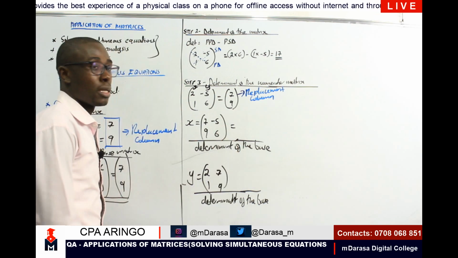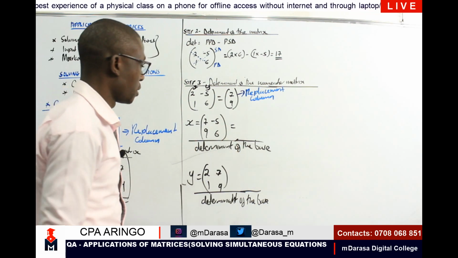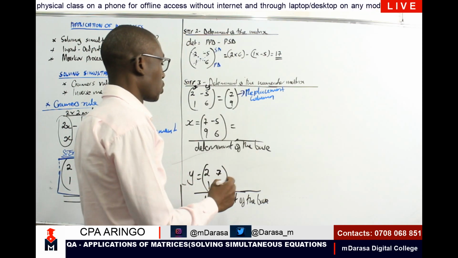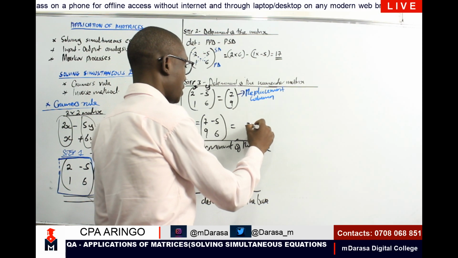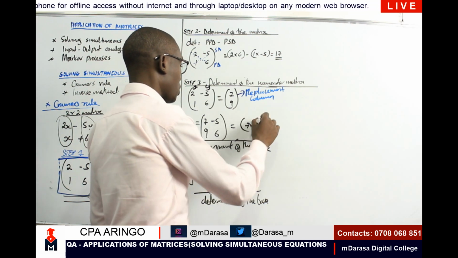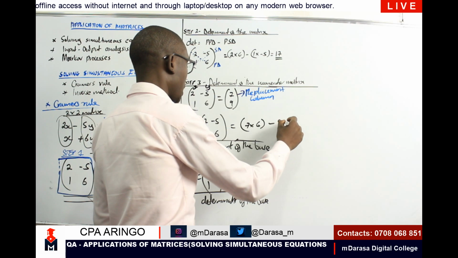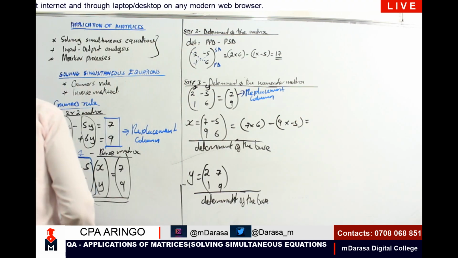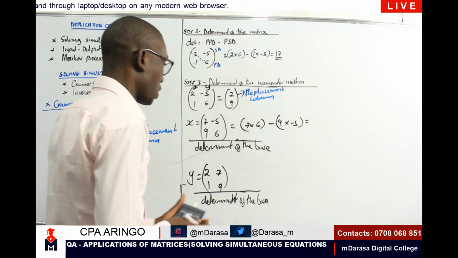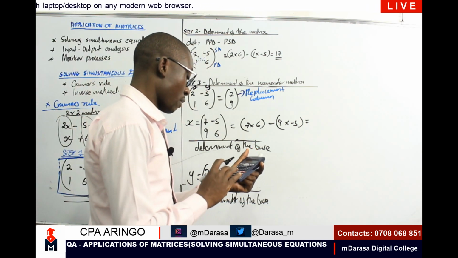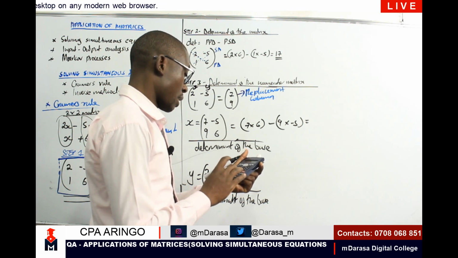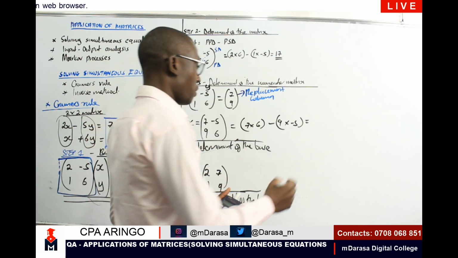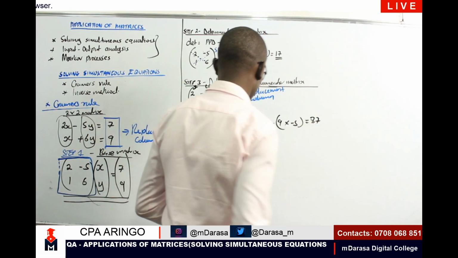So let us determine the determinant of the numerator matrix: product of the primary diagonal minus product of the secondary diagonal. The primary diagonal is 7 by 6 in this case, and you deduct 9 times negative 5. That should give us the determinant of that numerator matrix. 7 by 6 minus 9 times negative 5 should give us 87.